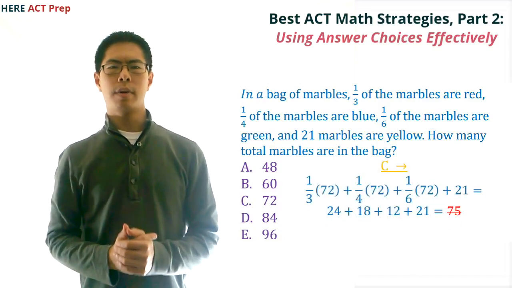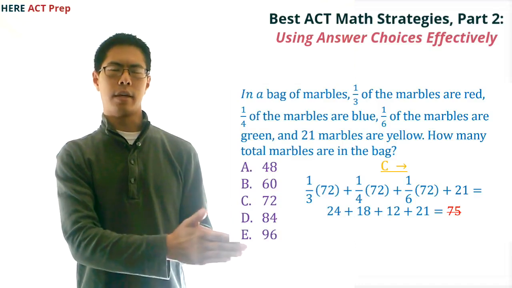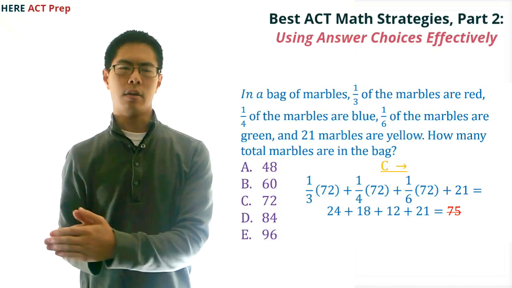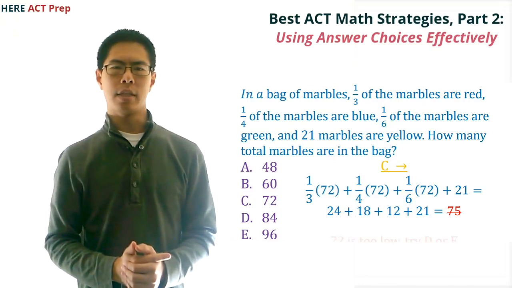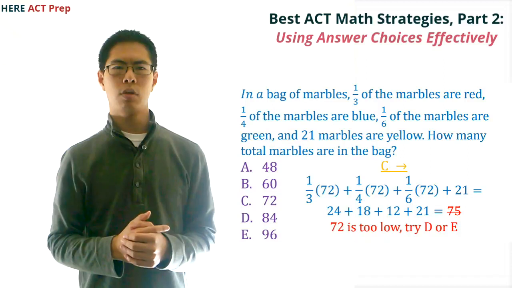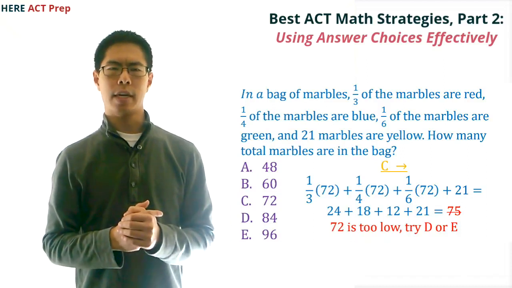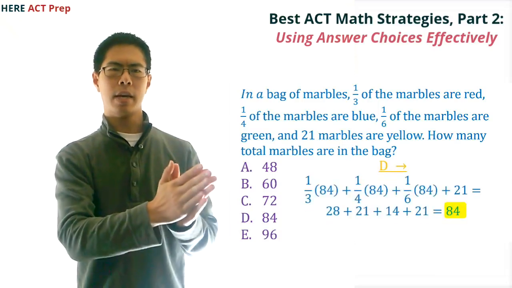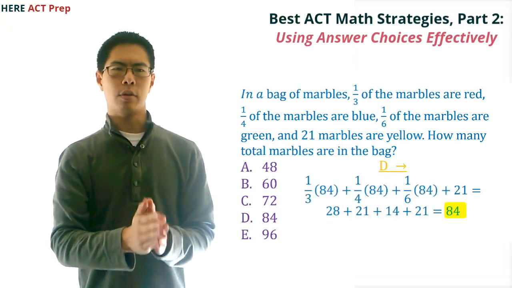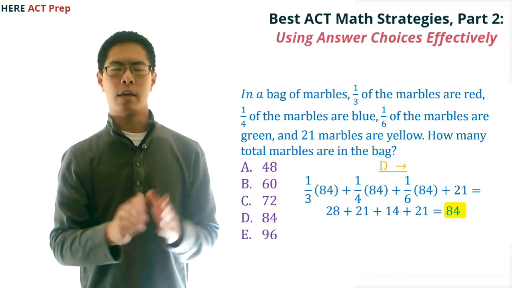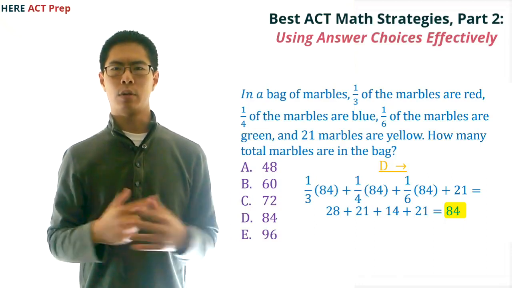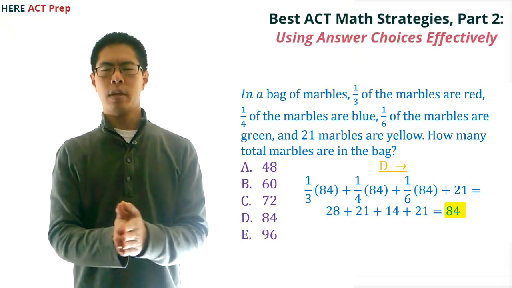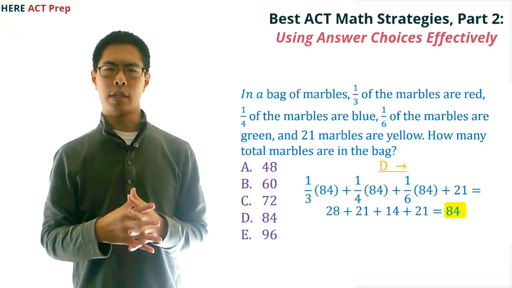If there are 72 marbles in the bag, then 1/3 or 24 are red, 1/4 or 18 are blue, 1/6 or 12 are green, and 21 are yellow. This adds up to 75 marbles, which is higher than 72, so we know that 72 is too small, which means we should try D or E for our next answer choice to use. Let's try D, or 84. If there are 84 total marbles in the bag, then 1/3 or 28 are red, 1/4 or 21 are blue, 1/6 or 14 are green, and 21 are yellow. This adds up to 84, which is what we were aiming for, so our answer is D. As you can see, if we had started from A and moved forward, we would have needed to try 3 answer choices instead of just 2.